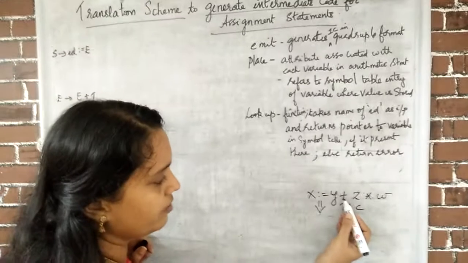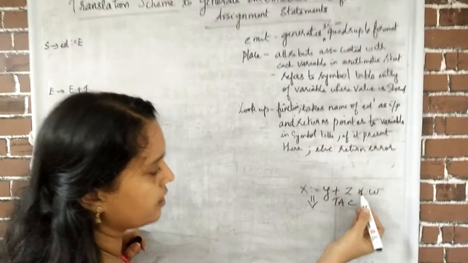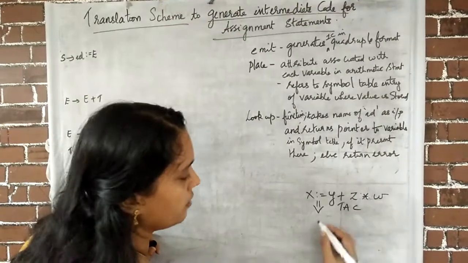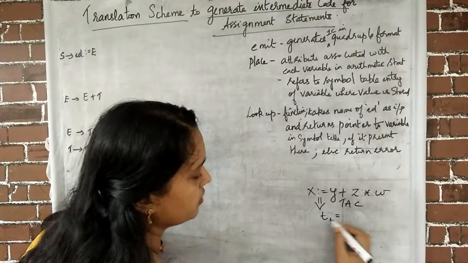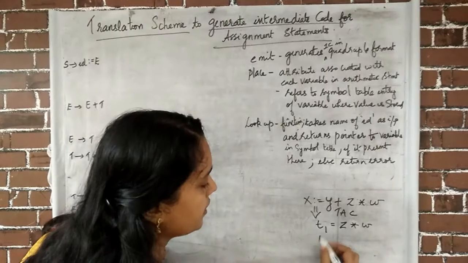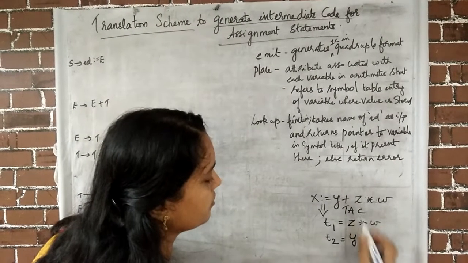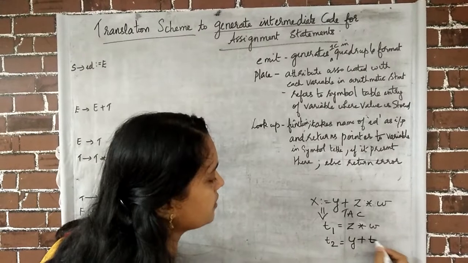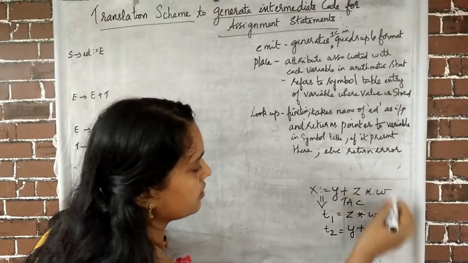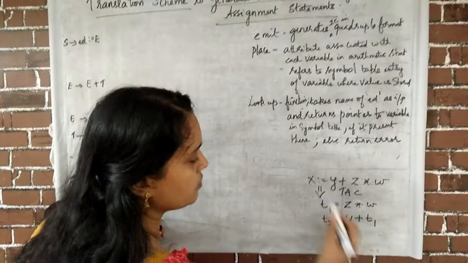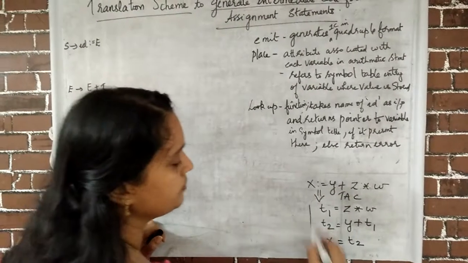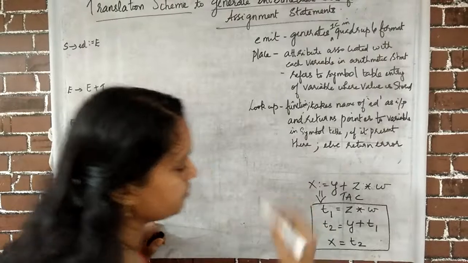Since in the right hand side we have the plus operator and star operator, and star has higher precedence, first we have to do the computation for z star w, right? And the result is stored to a temporary variable t1. So z star w is now available in t1. In the next step, we have to perform the addition operation y plus, now z star w is available in t1, so t1. Again, the entire result of the right hand side is now available in t2, and this has to be assigned to x, right? So x has to be assigned with t2. So this is the three address code that we need to generate.